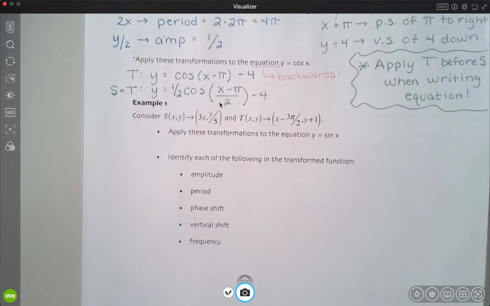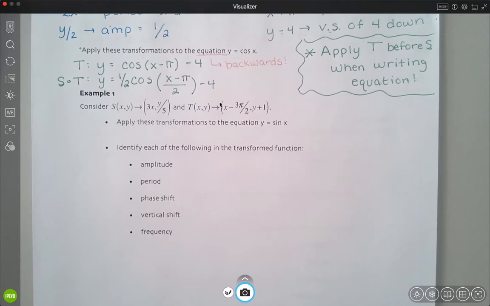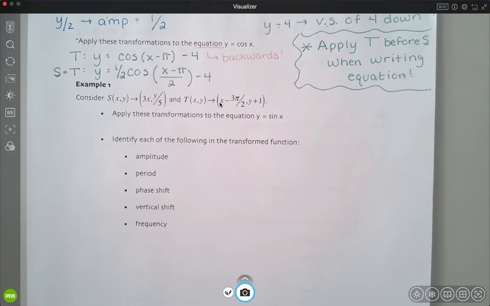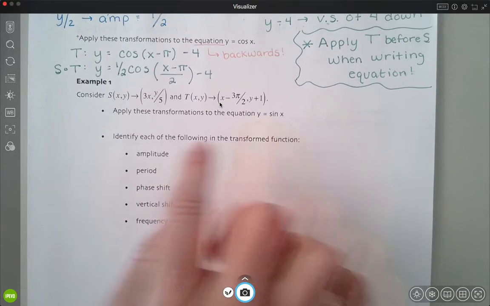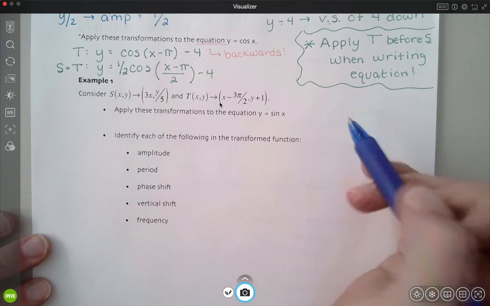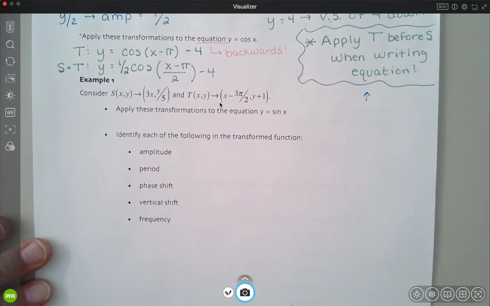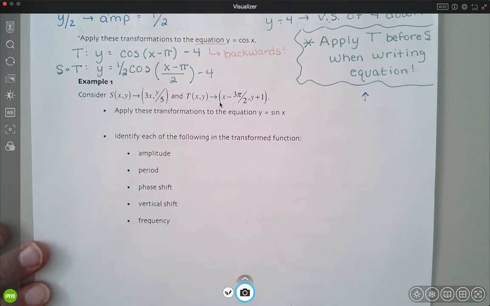So under example 1 here, once again, I've given you 2 different transformations. I want to apply them to the equation, and then I want to identify each of these things. And then again, I'll probably go back to the graph and verify that that actually happened. So when I apply the transformations, remember this note we wrote to ourselves up here, that we are going to apply the translation before we apply the size change.